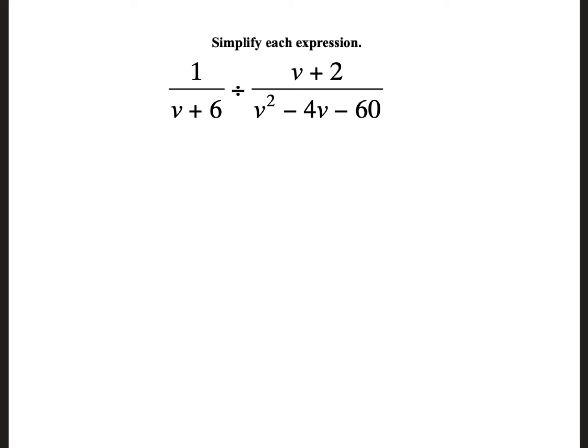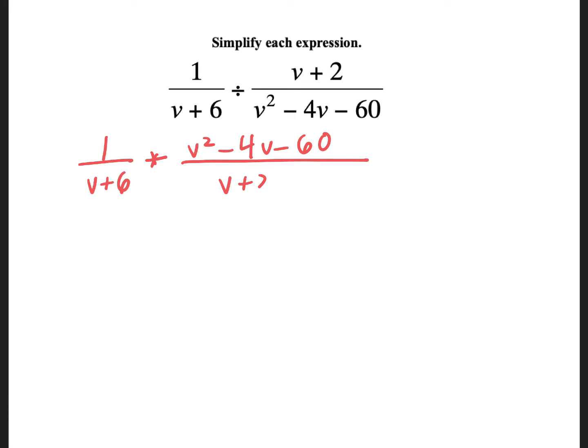We're dividing rational expressions. The main thing for dividing is you need to rewrite your first fraction, 1 over v plus 6, change your division to multiplication, and flip your other fraction. So v squared minus 4v minus 60 will be on top, and then v plus 2 will be on the bottom. Now once you've done this, it goes back to a multiplication problem. So we're just going to simplify the top and the bottom and cancel out anything that shows up both on the top and on the bottom.